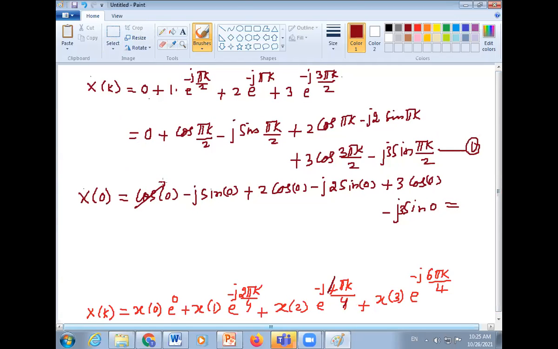Cos 0 is going to 1 here, and this is 0. This is 1, and this is going to be 0. This is 1 again, and this is going to be 0. So value क्या आएगा? This is 1 plus 2 plus 3. The answer is 6. Understood? Any difficulty here?